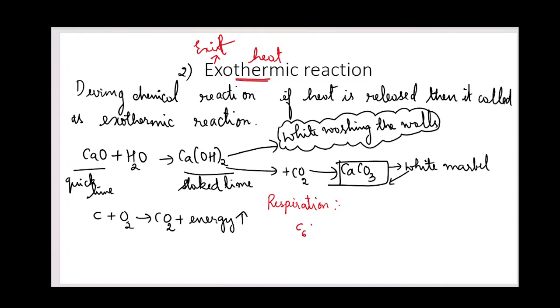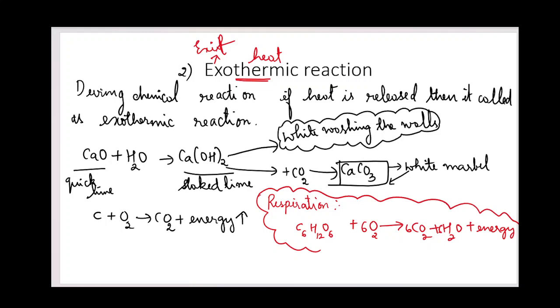The formula of glucose is C6H12O6. When glucose reacts with the oxygen that we intake during breathing, the oxidation of this will take place and we get carbon dioxide, water and energy. So this is an example for respiration.